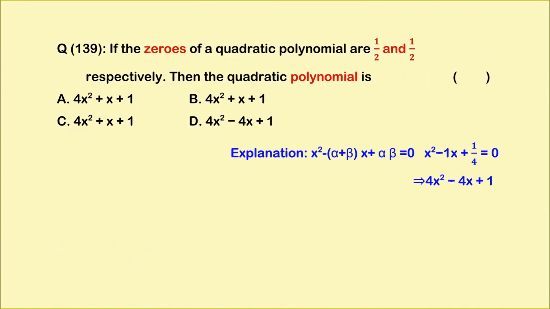Question number 139. If the sum and product of the zeros of a quadratic polynomial are 1 by 2 and 1 by 2 respectively, then the quadratic polynomial is dash. As in the previous question, if you substitute the value of alpha plus beta as 1 by 2 plus 1 by 2, that is equal to 1, and alpha into beta is 1 by 2 into 1 by 2, that is equal to 1 by 4. Substituting in the given expression, we will get x square minus 1 of x plus 1 by 4 is equal to 0. So that is equal to 4x square minus 4x plus 1. So D is the right answer.